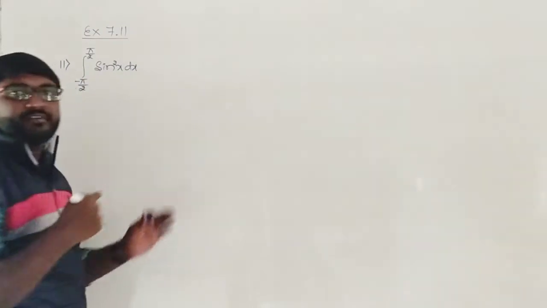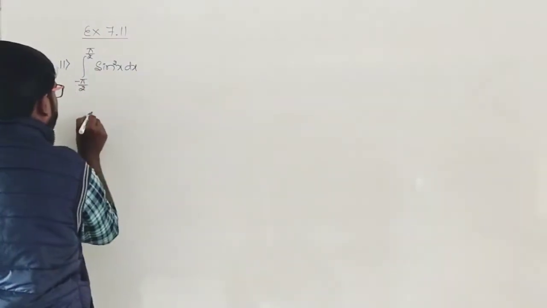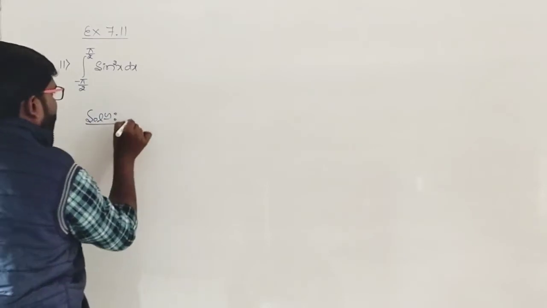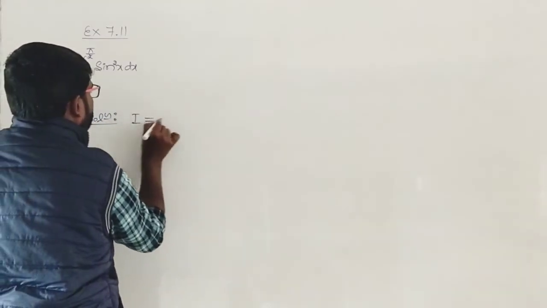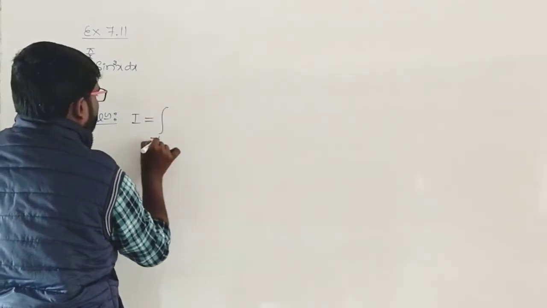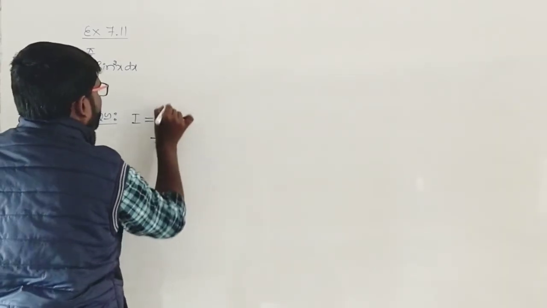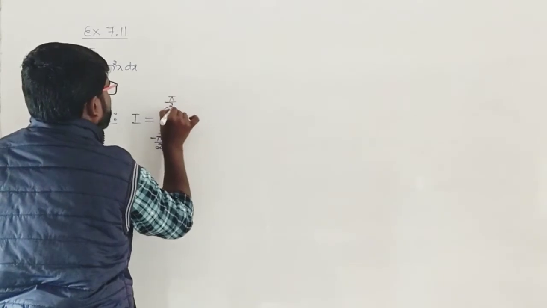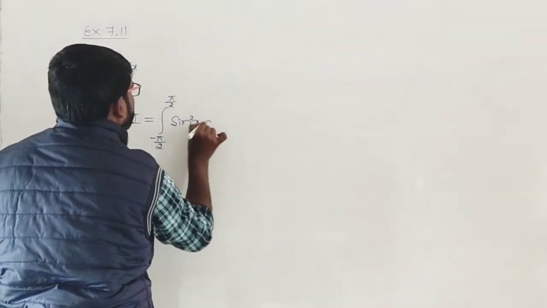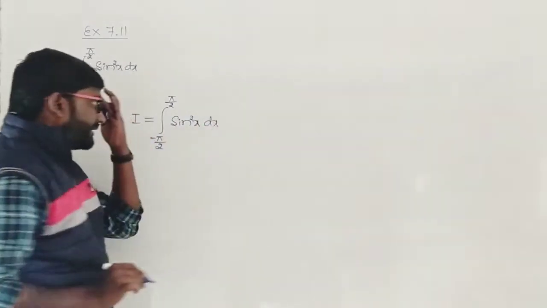So here, first I will go for checking whether it is an even function or an odd function. So I will be writing this I, which is equals to integral from minus pi by 2 to plus pi by 2 of sin square x dx.